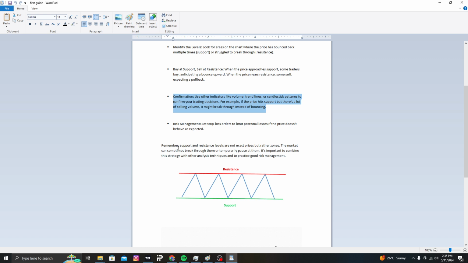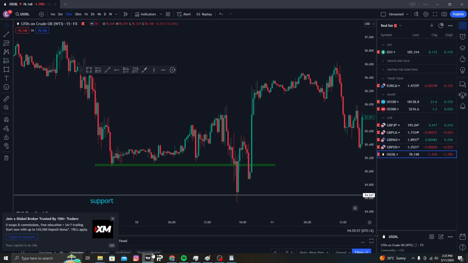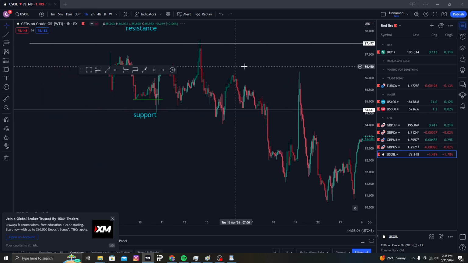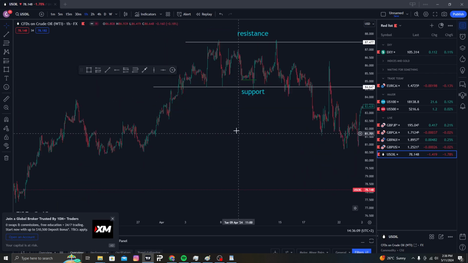Okay, remember that support and resistance levels are not exact prices, but rather zones. This is the one that I wanted to focus on the most. Support and resistance, guys, that level is not 100% solid. That level is important, but it's not 100% solid. Let me go to the chart, it always happens all the time. When you say that level is legit, but it's not 100% solid, I'll show you what it means.